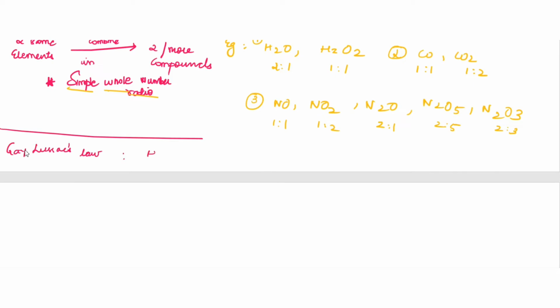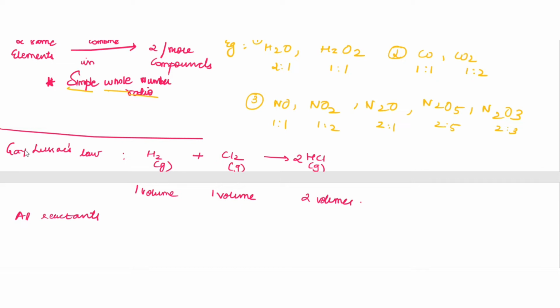Let's consider a simple reaction. H2 plus Cl2 gives 2HCl, all in gaseous state. When one volume of H2 combines with one volume of Cl2, two volumes of HCl are produced, as we can say from the stoichiometric coefficients. So all these reactants and products are present in a simple ratio, that is 1:1:2. This is what is stated in Gay-Lussac's law of combining volumes.